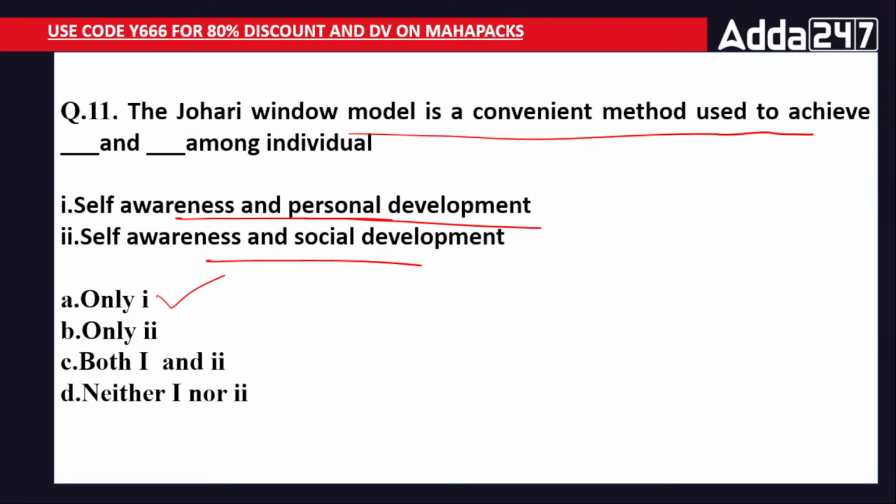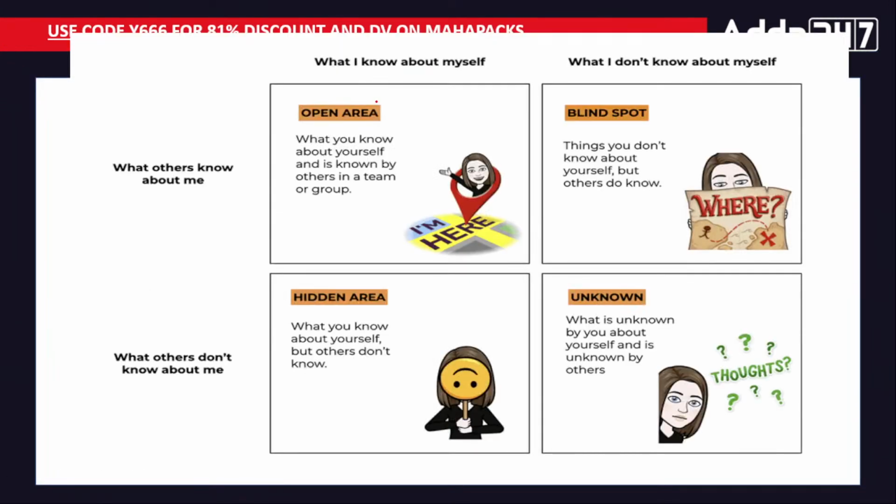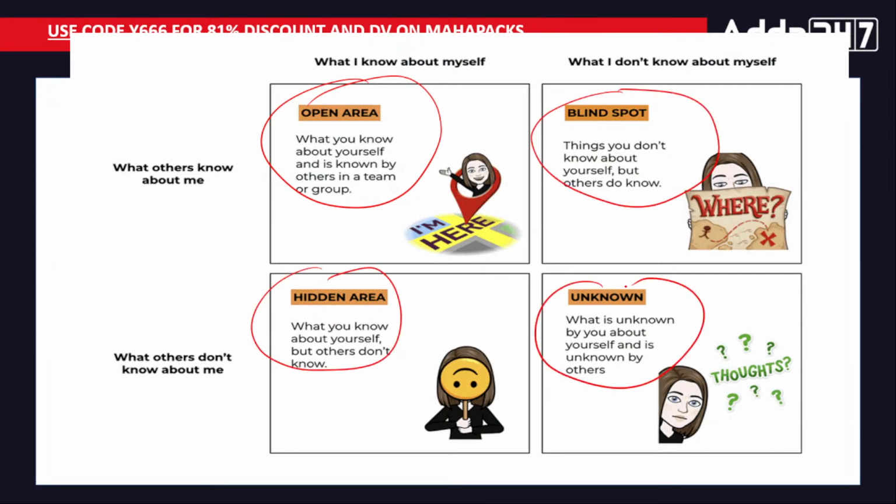Okay. Developed by the Johari, Johari means Joseph Luft and Harrington Ingham. This tool is all about arenas. See, this is the open area, this is the blind spot, this is the hidden area, and this is the unknown. So what is the open area? What you know about yourself, it is known by the others also in a team.